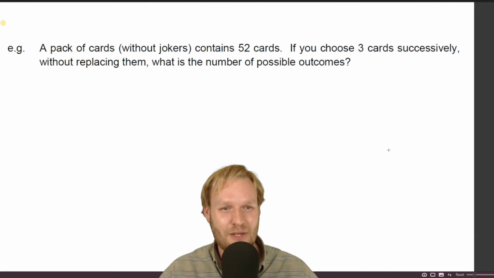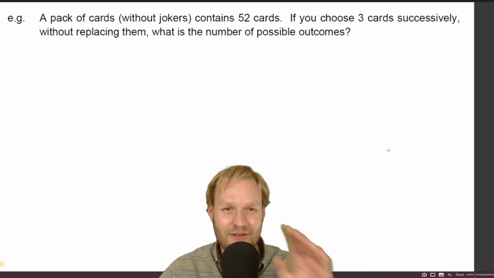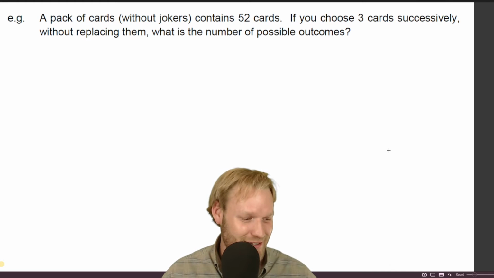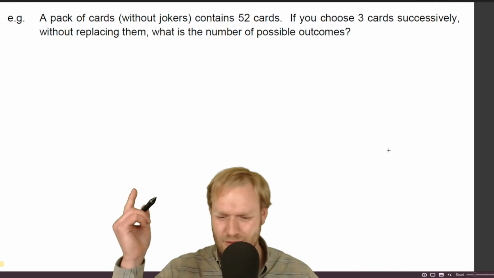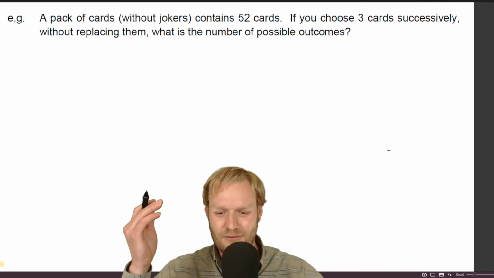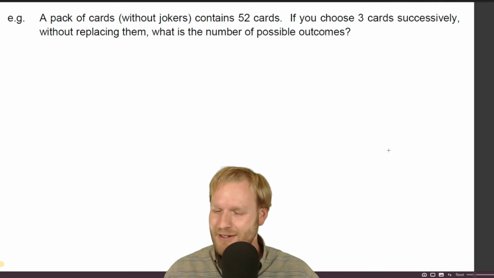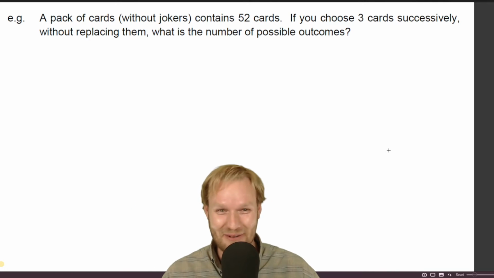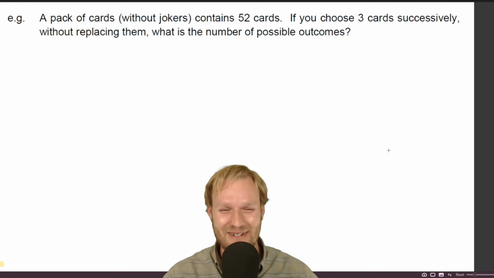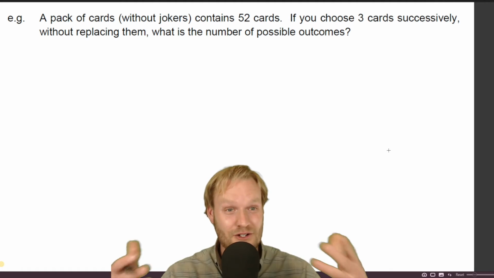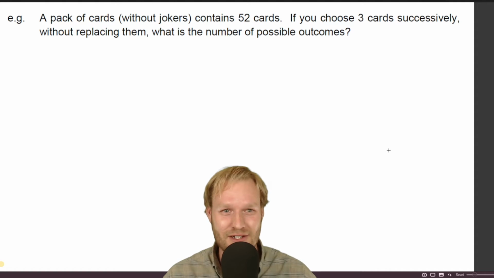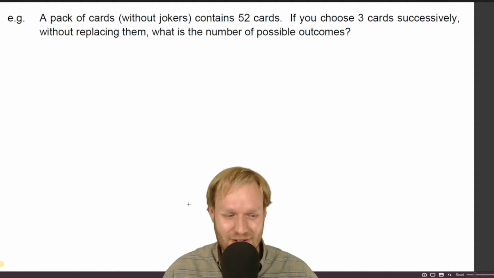Okay, so a pack of cards without jokers. Yeah, good one, eh? So, where are we? Okay, next one. A pack of cards without any jokers contains 52 cards. If you choose 3 cards successively without replacing them, what is the number of possible outcomes?